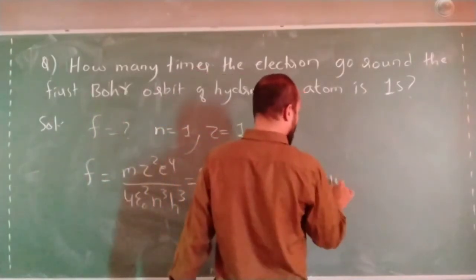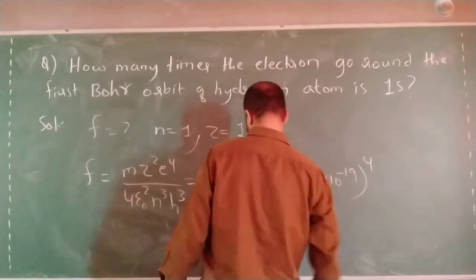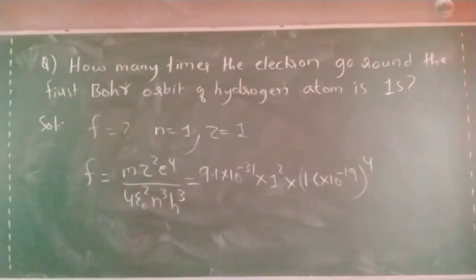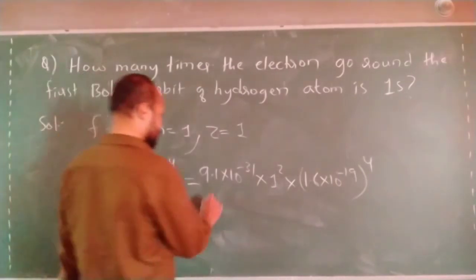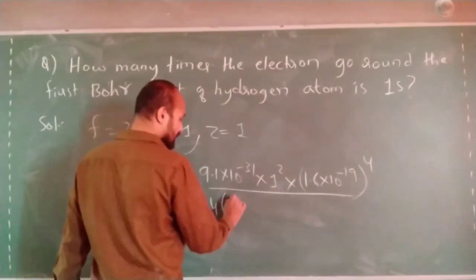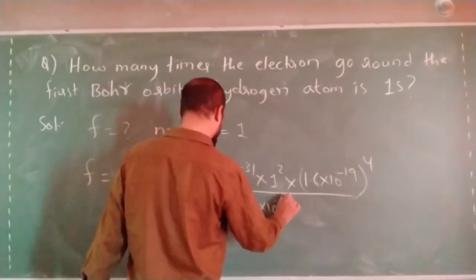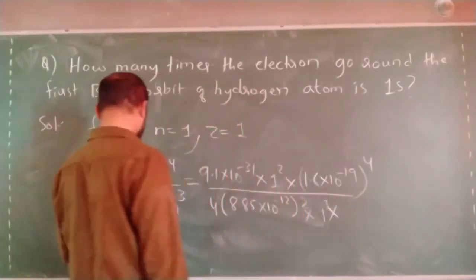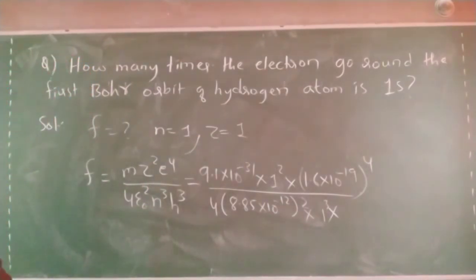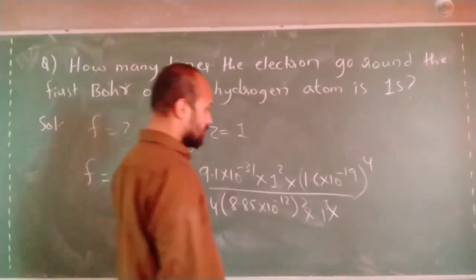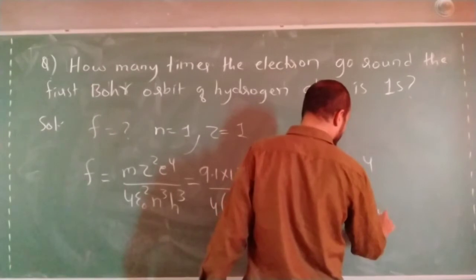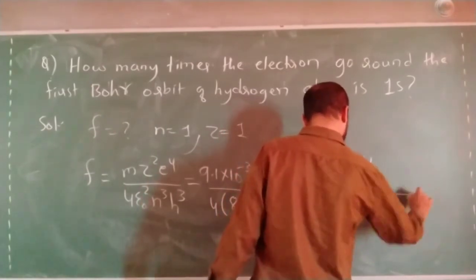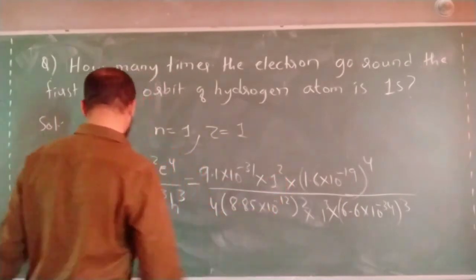1.6 into 10 to the power of minus 19 to the power 4, divided by how much? 4 into 8.85 into 10 to the power of minus 12 whole square into n value is 1 cube into, okay, this is the value of 6.67 into 10 to the power of minus 30. Correct? Rather than 6.67, we take 6.6 into 10 to the power minus 30. How much? Cube. Solve this value.